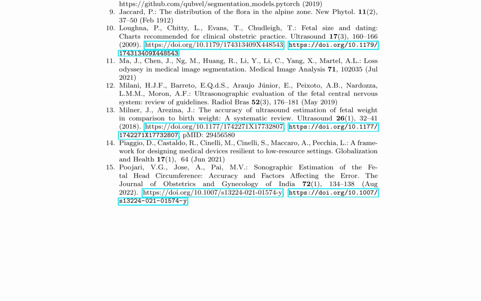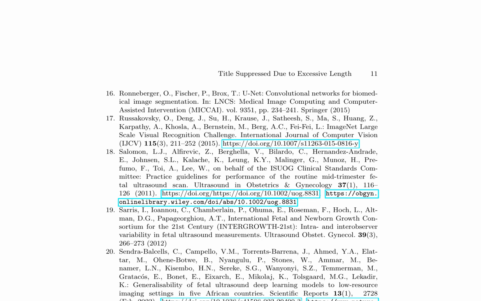Here is a combined summary of pages 11 and 12 of the research paper. The authors cite various studies related to biomedical image segmentation, convolutional networks, and fetal ultrasound imaging. Ronneberger et al. introduced the UNet architecture for biomedical image segmentation, which has been widely adopted. Russakovsky et al. presented the ImageNet Large-Scale Visual Recognition Challenge, a benchmark for image classification tasks. Salomon et al. outlined practice guidelines for routine mid-trimester fetal ultrasound scans.